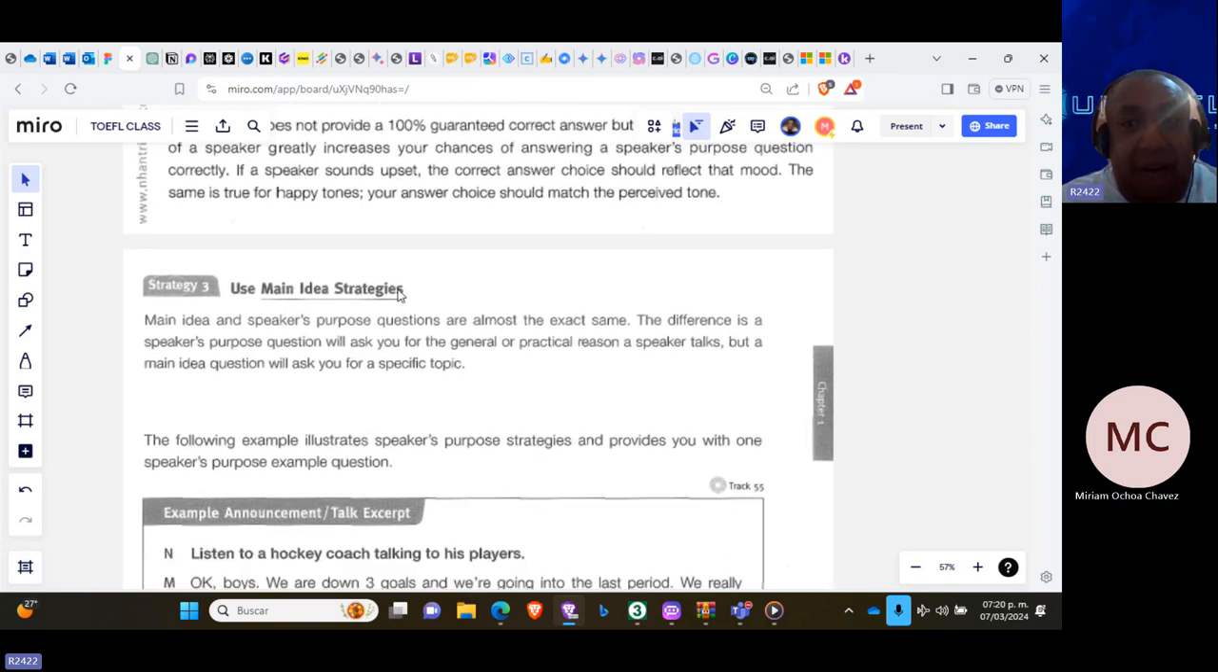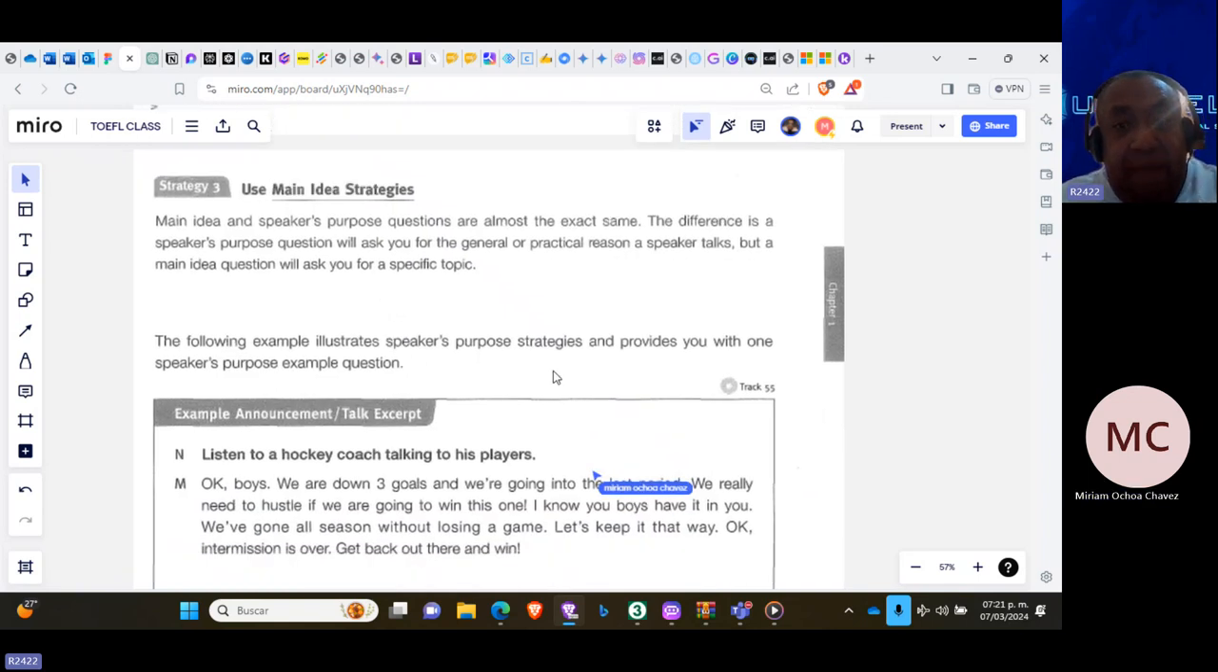Okay, please. Number 3, use main idea strategies. Main idea and speaker's purpose questions are almost exactly the same. The difference is that speaker's purpose questions will ask you for the general or practical reason, while a main idea question will ask you for a specific topic. The following example illustrates a speaker's purpose strategies and provides you with one speaker's purpose example question.